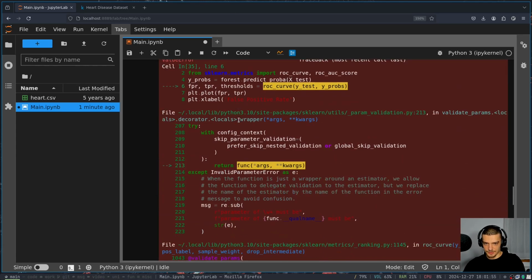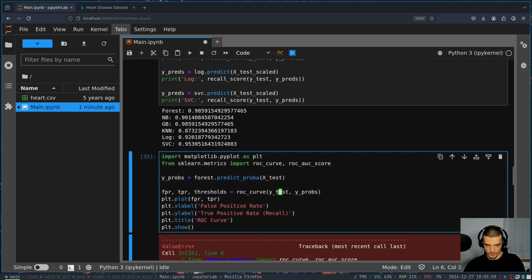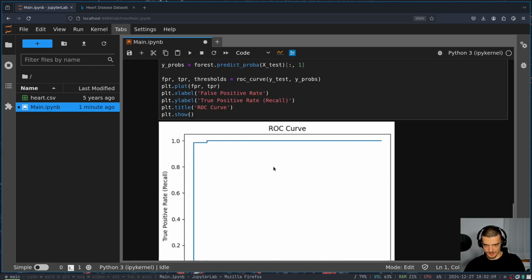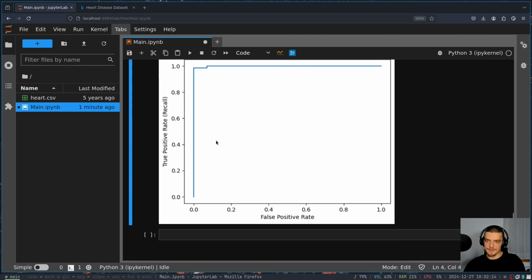And this is going to give us nothing because there's a problem. What is the problem? y_test, y probabilities. Oh yeah, we need to say we want to have this. Just a second. Dimension here. So that is the curve.